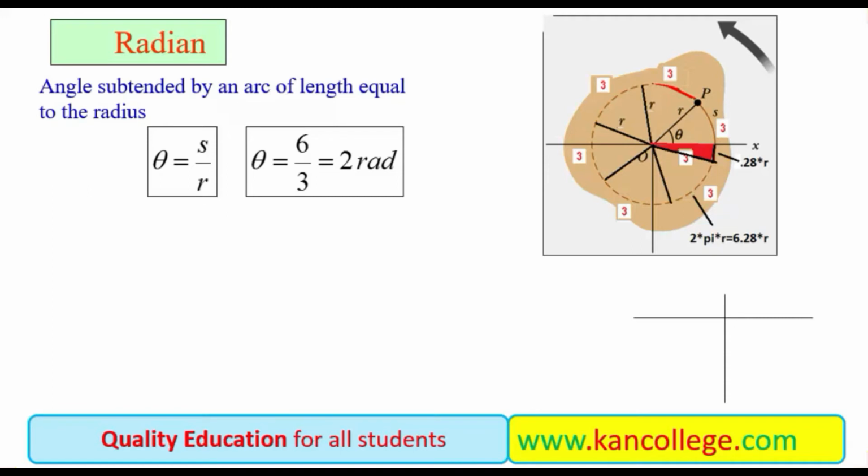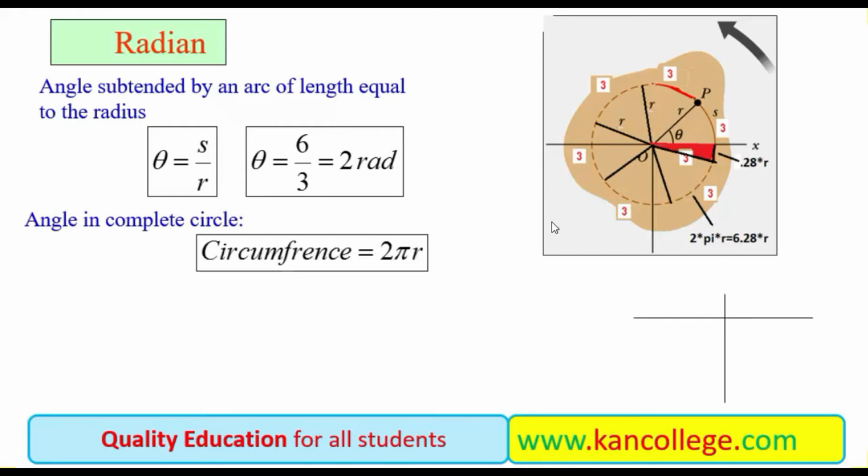And moving further, if the arc length is increased to 4 times the radius, which means 12 meters, then the angle will be 4 radians. If the arc length increases to 5 times, the angle will be 5 radians. In this way, what is the amount of angle in a complete circle in radians?